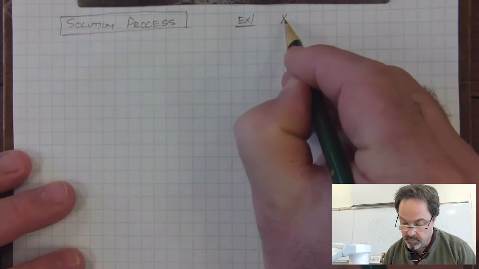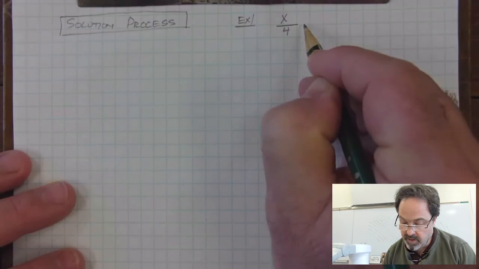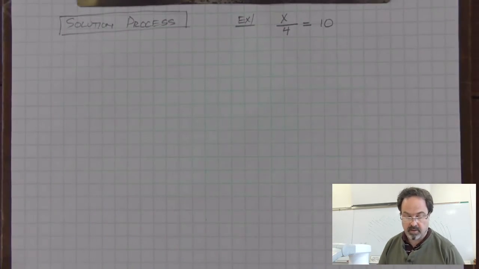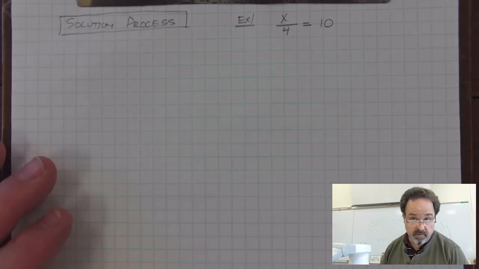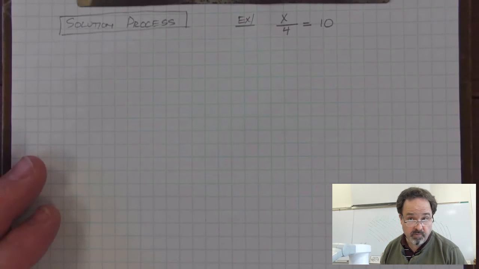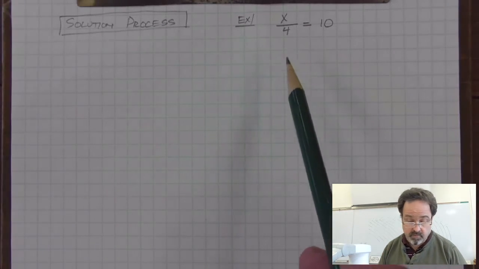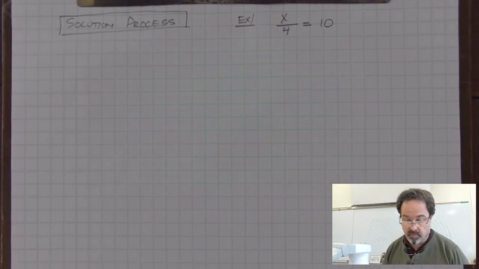For example, we could be given the equation x divided by 4 is equal to 10. And we want to find the value of x that makes that equation true. We may be able to solve simple equations in our head or find those values, but there's a process that we can rely on to solve all equations.